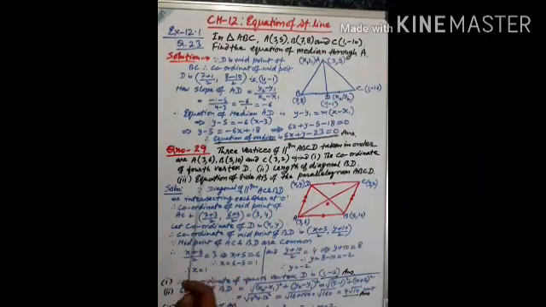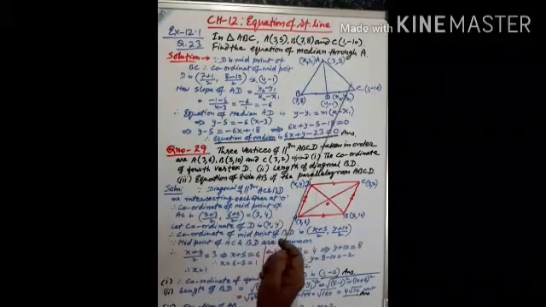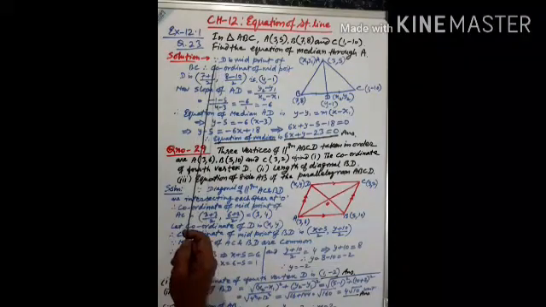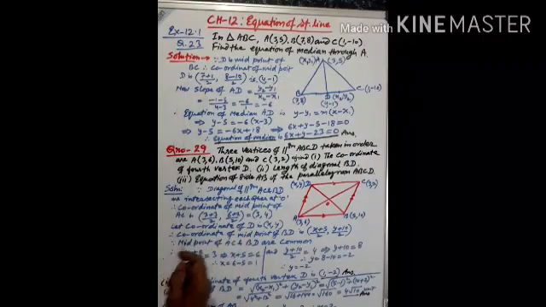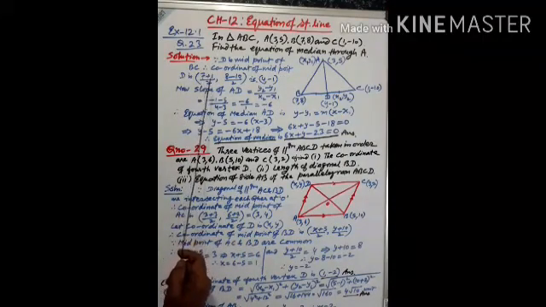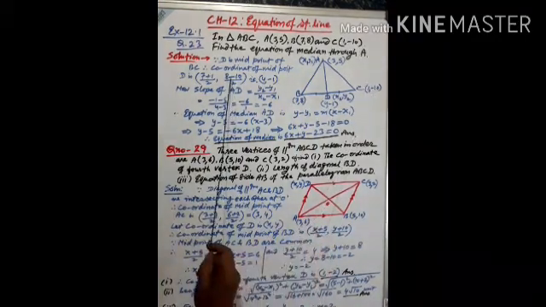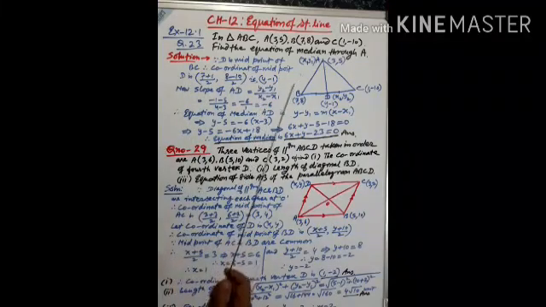You know that the coordinate of the midpoint of a line is (x1 plus x2) by 2 and (y1 plus y2) by 2. Since D is the midpoint of BC, the coordinates of midpoint D are (7 plus 1) by 2, that is (x1 plus x2) by 2, and (y1 plus y2) by 2, meaning (8 minus 10) by 2, since y2 is minus 10. On simplifying, you will get the coordinate of D as (4, -1).